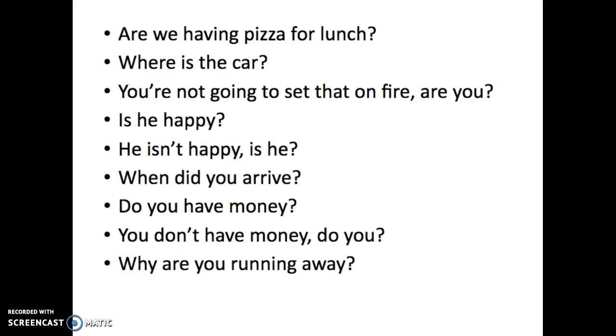Here are some English examples in case you want them. Are we having pizza for lunch? I'm not sure if you're going to say yes or no. I'm asking, so that's a ne question. Where's the car? How do you say where in Latin? That's ubi. You're not going to set that on fire, are you? Pretty sure the answer is no. That's going to be num. Is he happy? Don't know if you're going to say yes or no. That's a ne question. He isn't happy, is he? Pretty sure the answer is no. That's a num.